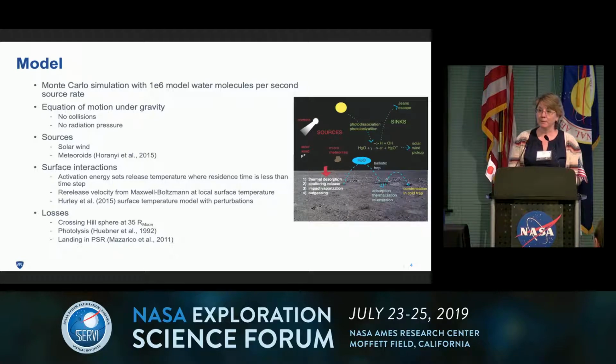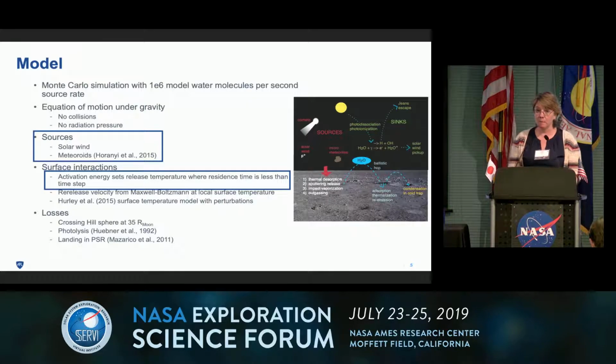And then it can also tell us about the efficiency of migration to the cold traps. So what I'm going to show today is modeling, and this is the Monte Carlo model that follows the motion of particles under gravity. There's no collisions or radiation pressure, and what I vary in the model are the sources. So I use the model to simulate a solar wind source, and I also can use the model to simulate a meteoroid source.